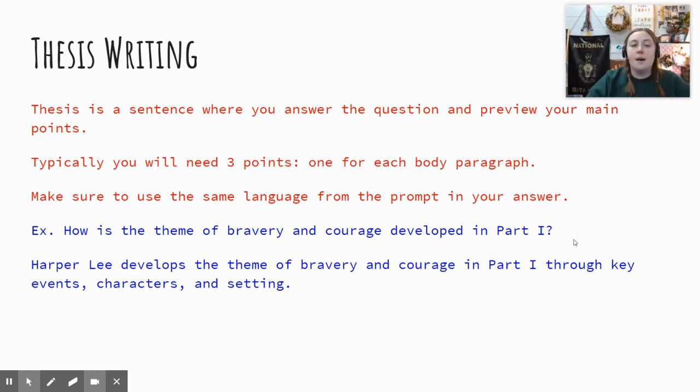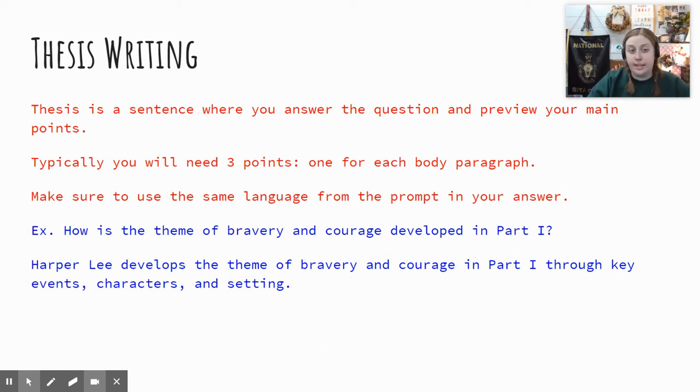Okay, so what that means is each point will be for each body paragraph. Point 1 is for body 1. Point 2 in your thesis is for body paragraph 2. And then point 3 is for your third body paragraph right before your conclusion. Again, my tip is to make sure that you use the same language from the prompt in order to answer your question. So look at blue.